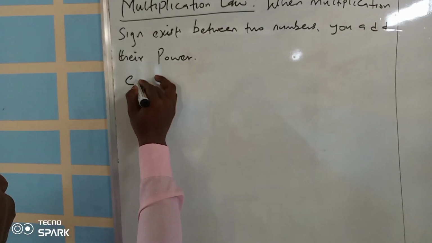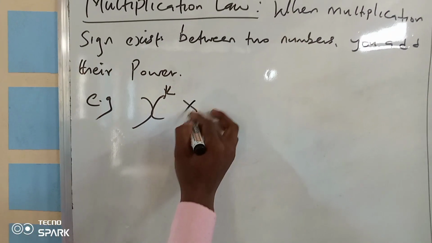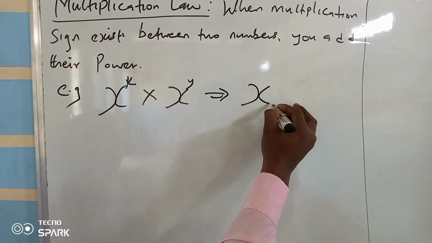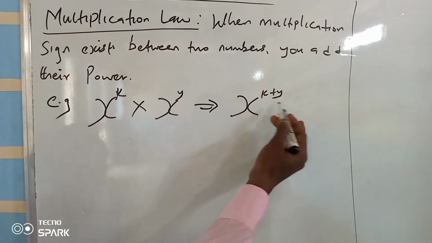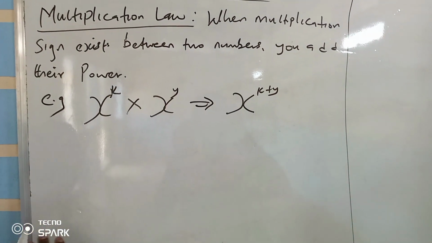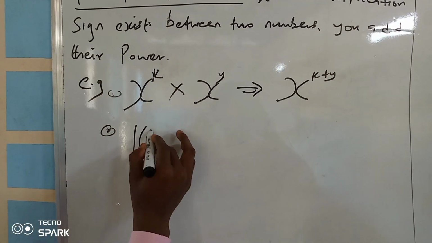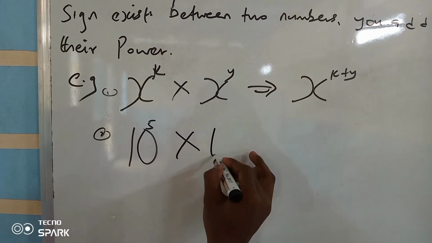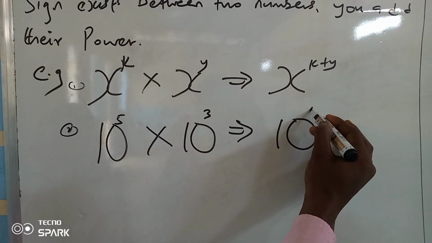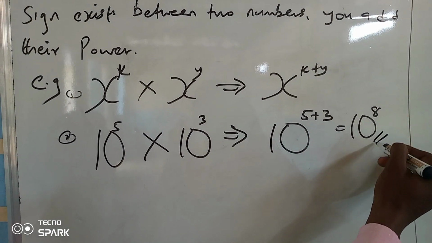So, for example, if I have x raised to the power k times x raised to the power y, this should give us x raised to the power k plus y as per the law. Because the multiplication sign exists between the two, you just add their powers. So if we use numbers, 10 raised to the power 5 times 10 raised to the power 3, the answer should be 10 raised to the power 5 plus 3. That will give us 10 raised to the power 8.